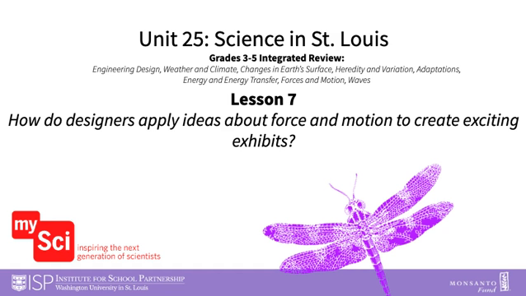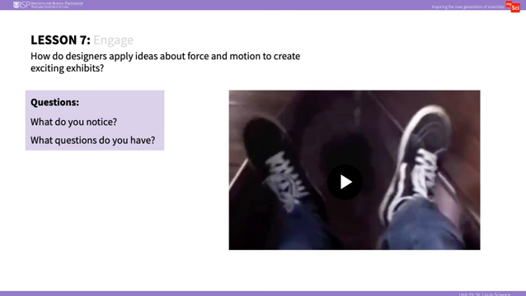They'll also review the ideas that simple machines, like ramps, can help reduce the amount of force it takes to move an object or change the direction of the force needed to move the object. In the Engage portion of this lesson, students will watch a video of someone going down the different slides found at the City Museum. You'll then ask students the questions, what do you notice? And do you have any questions about this phenomenon?